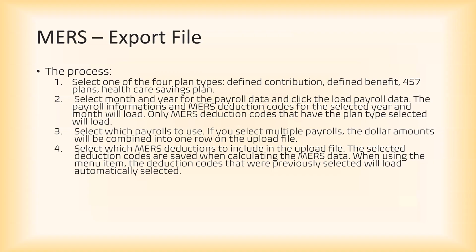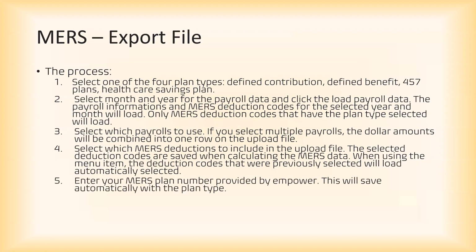And then you select which MERS deduction codes to include in the upload file. We do save when you select a bunch. If you have two, that's fine, or you have six for this particular plan type. When you select like three of them and then you click calculate MERS data, we save that information. So next time you run it, when it loads the deduction codes, it'll load the ones that you have selected already pre-selected. So you don't have to keep selecting the same ones every time. If you happen to have 10 of them and you only use four of them, then it will load with those four selected every time.